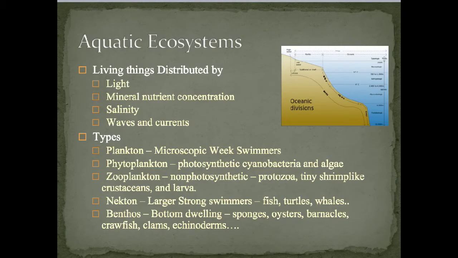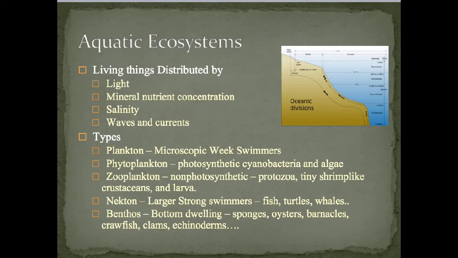In aquatic ecosystems, living things tend to be distributed by light, how much light is available, and as you go farther down and down, the intensity of light is less and less. Mineral and nutrient concentration, salinity, the amount of salt concentration, and then also waves and currents.